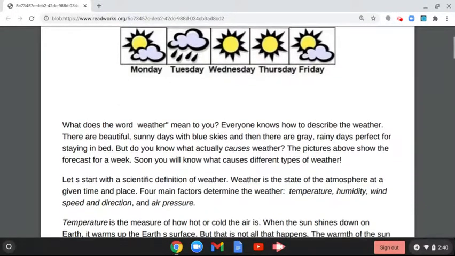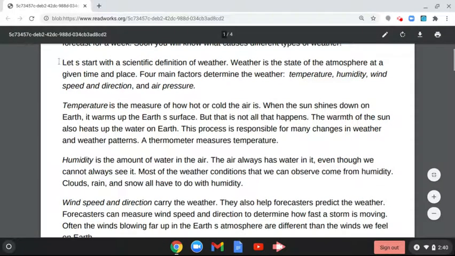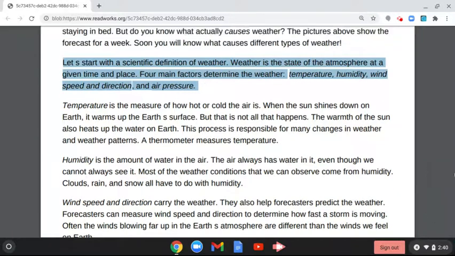Let's start with a scientific definition of weather. Weather is a state of the atmosphere at a given time and place. Four main factors determine the weather: temperature, humidity, wind speed and direction, and air pressure.